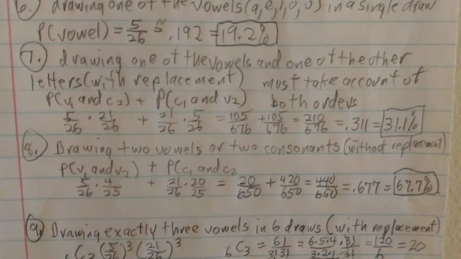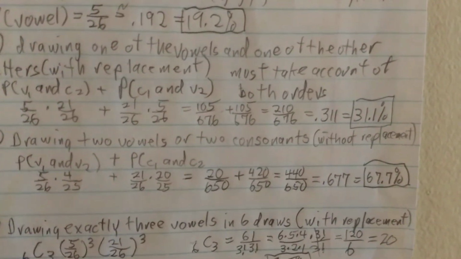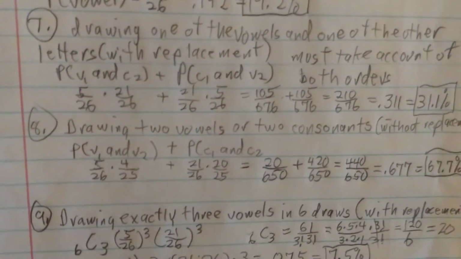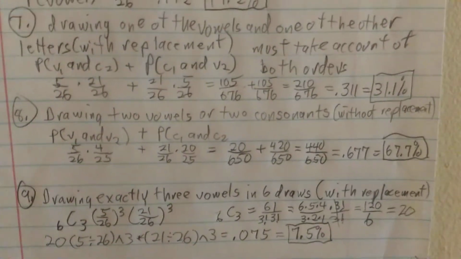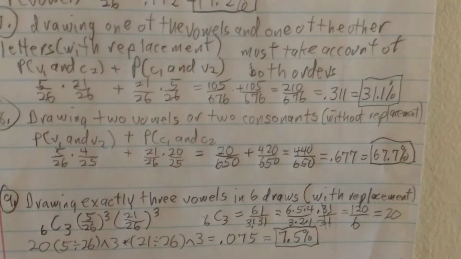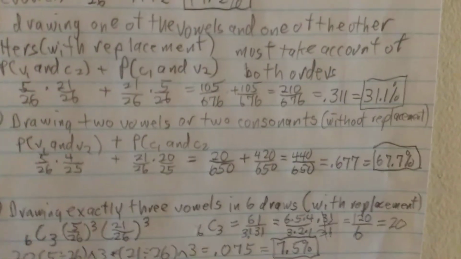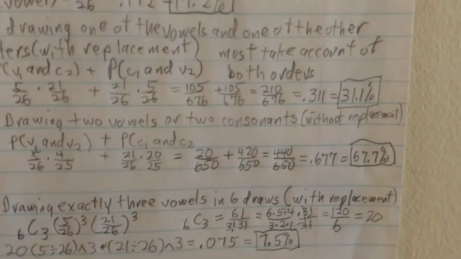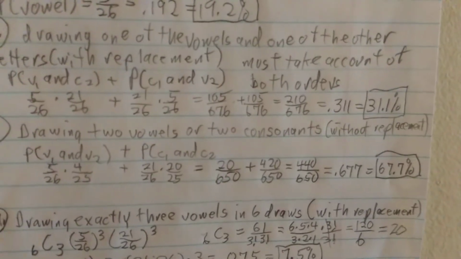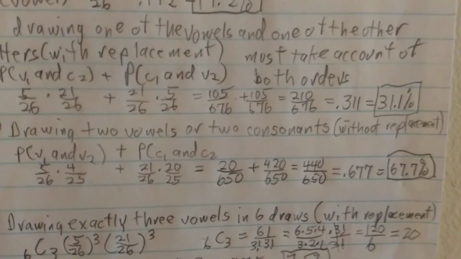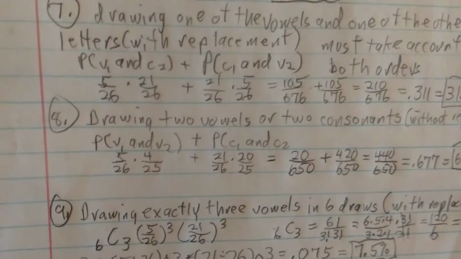Problem 7, drawing one of the vowels and one of the other letters, which is a consonant, with replacement. So that means we put what we choose back in. But we must take account of both orders that it happens, a vowel first and a consonant, or a consonant first and then a vowel.